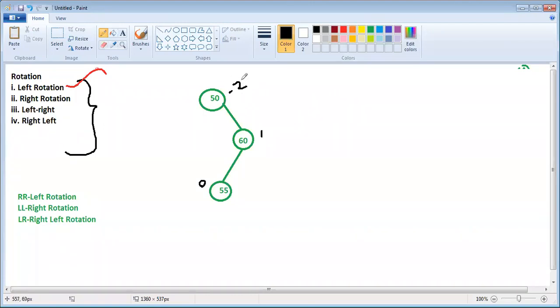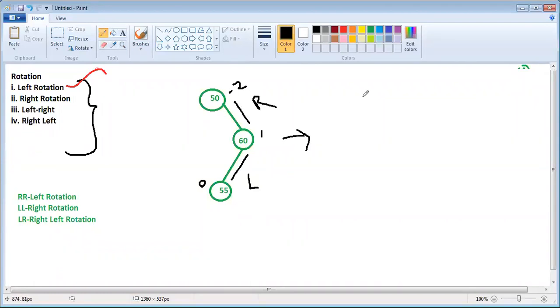So this is the place where the property got violated. I'm checking towards down. This is right, and this is left. That is, from top to bottom, right and left. So I have to do the rotation from bottom up. Bottom, what I have to do? I have to do the right rotation.